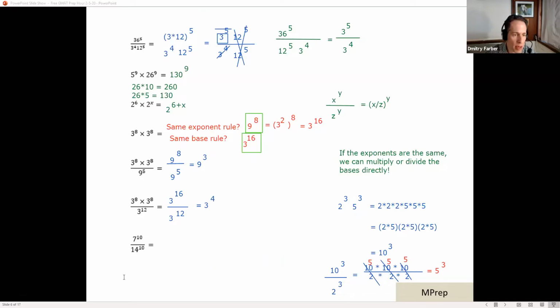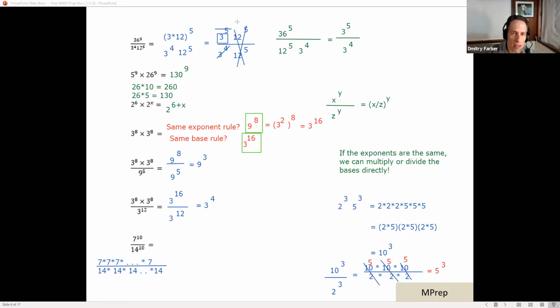All right. Then what about this bottom one? If I have 7 to the 10th over 14 to the 10th, using what we've now learned, what can I do with this? If we picture it, we've got a bunch of 7s on the top. And I've got a bunch of 14s on the bottom. Yeah, I can break it down, but I actually don't have to. I don't have to break the 14 down to 2 times 7, because I can simply say, I know what 7 over 14 is.